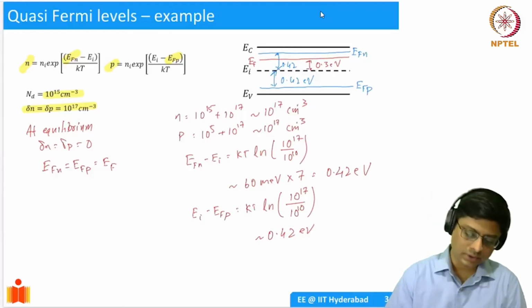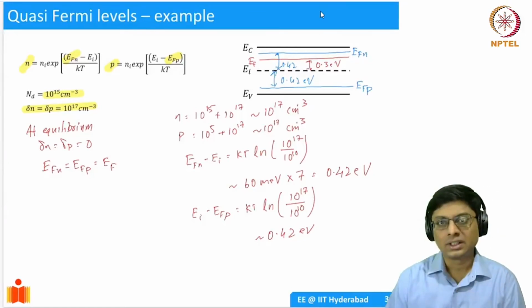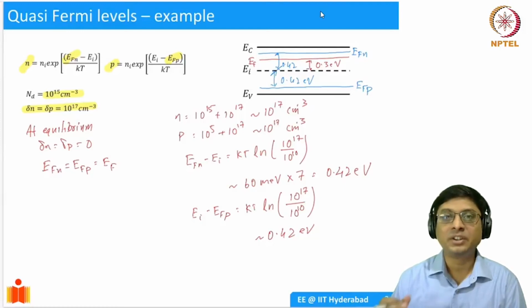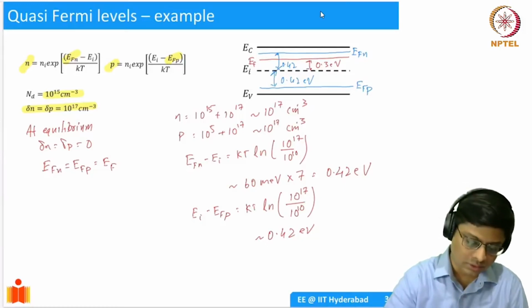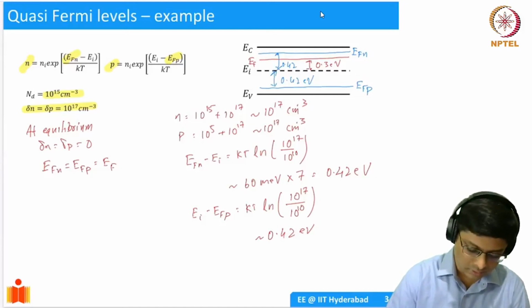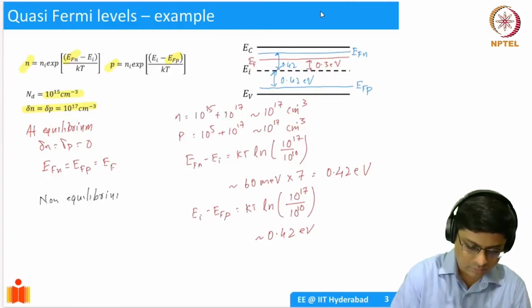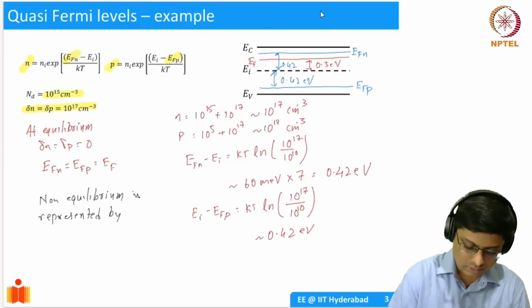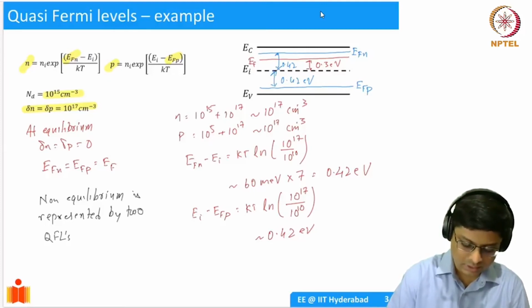So the conclusion is that EFN and EFP need not be the same when you have non-equilibrium. The conclusion would be: non-equilibrium is represented by two quasi Fermi levels, EFN and EFP.